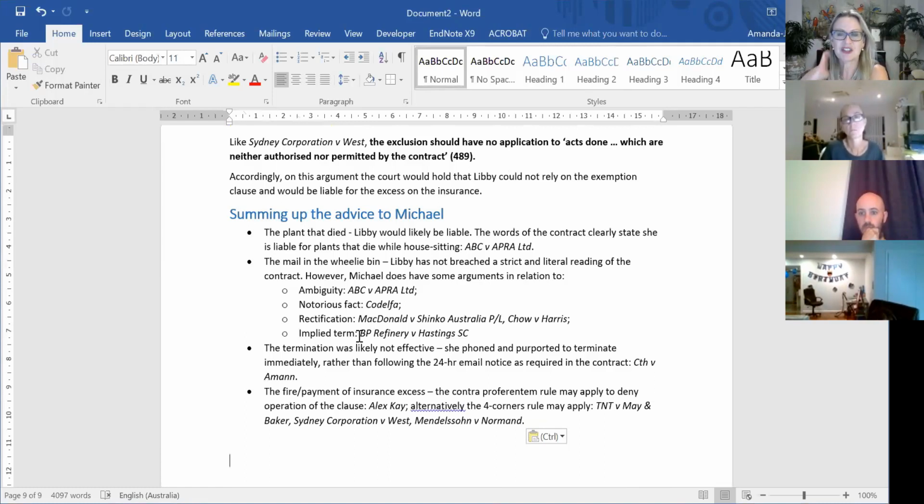In relation to termination, I think everyone conceded that it's probably not effective. And in relation to payment of the excess, I think you've got a decent argument that the exclusion clause would not apply. It would either be read down, according to Alex K, or it just would not apply at all under the four corners rule. Happy?